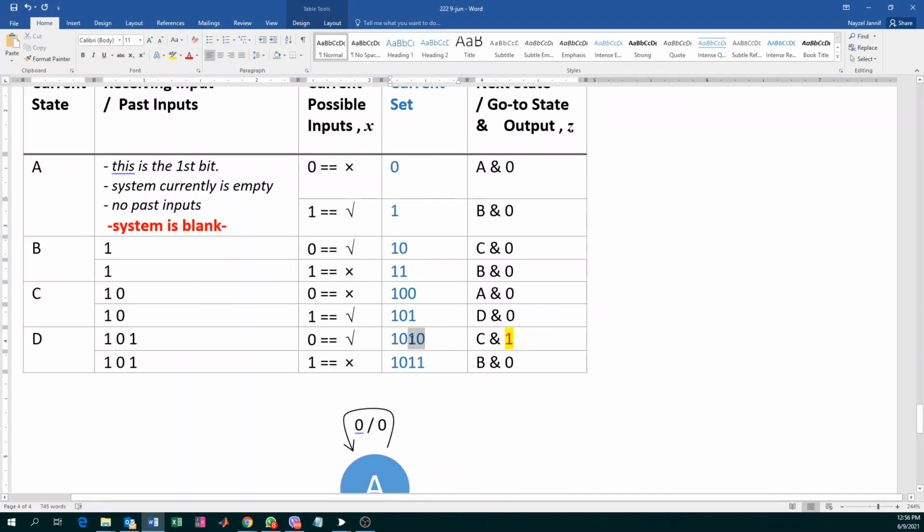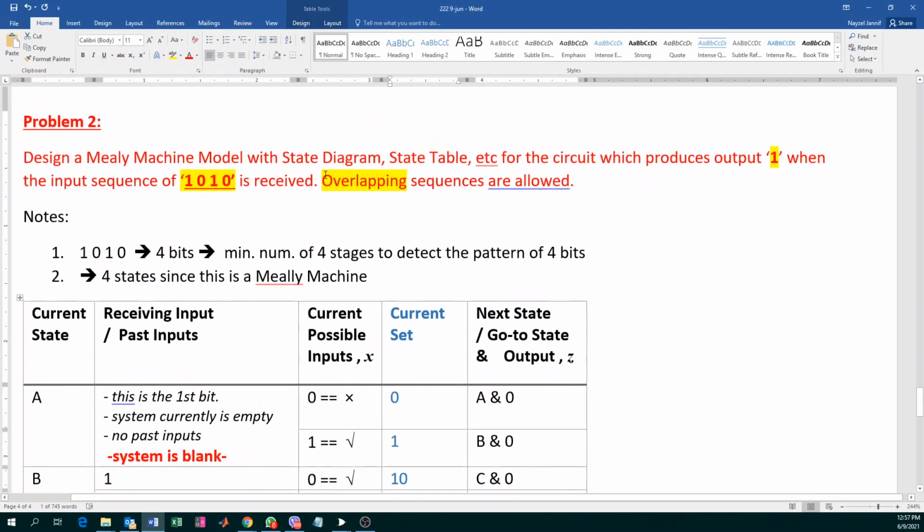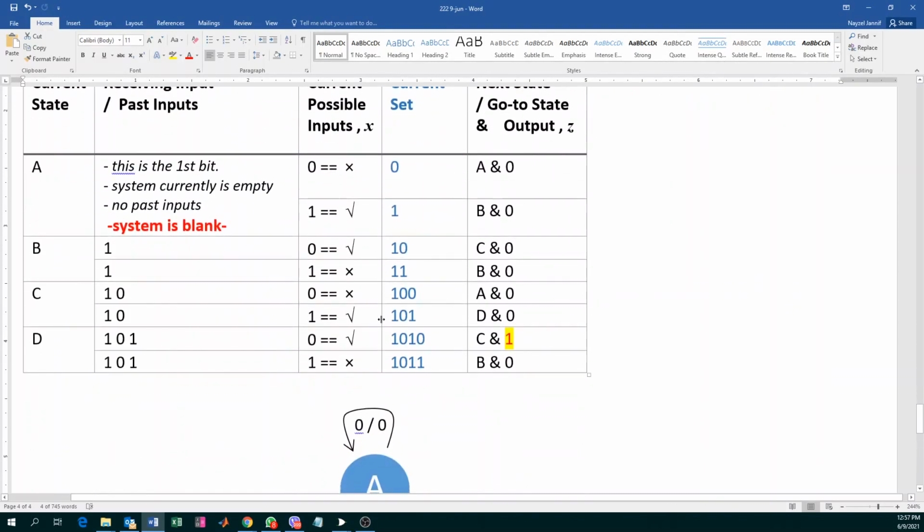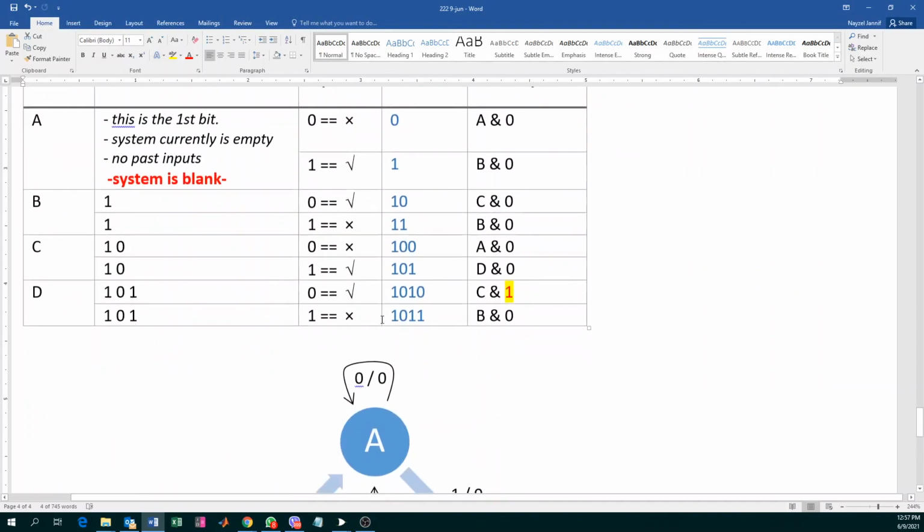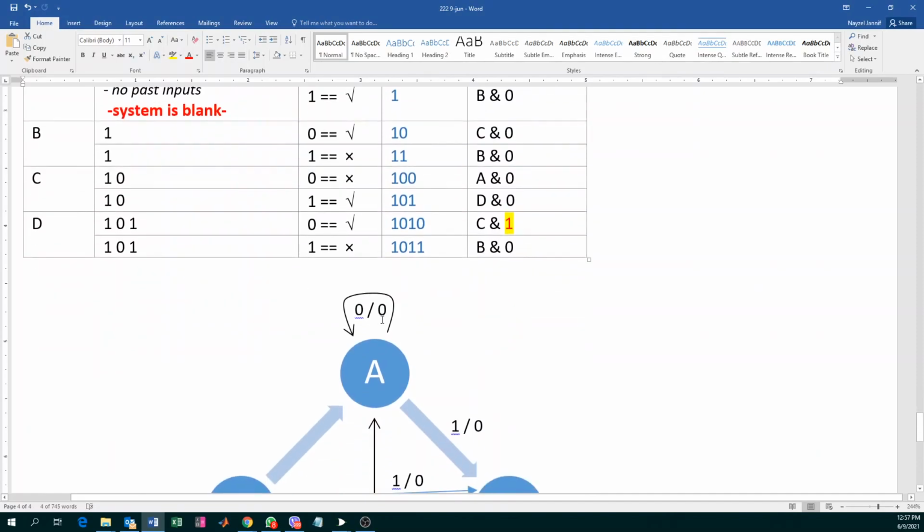Looking from the right-hand side, the only place where I can place this is either at A, where the system is blank, or over here with C. So it goes to C, because the past inputs 1 0 will match with this. That's why part of the question says overlapping sequences are allowed. If overlapping sequences were not allowed, then that would not be used. Does that answer your question?